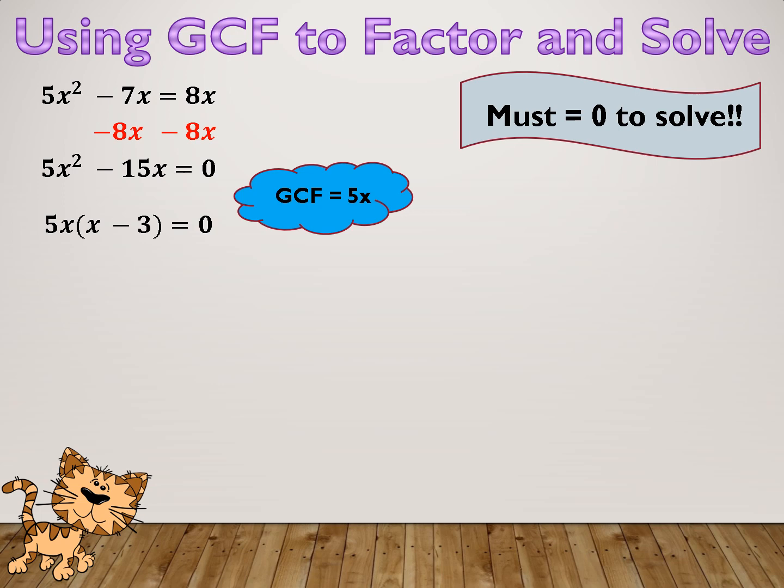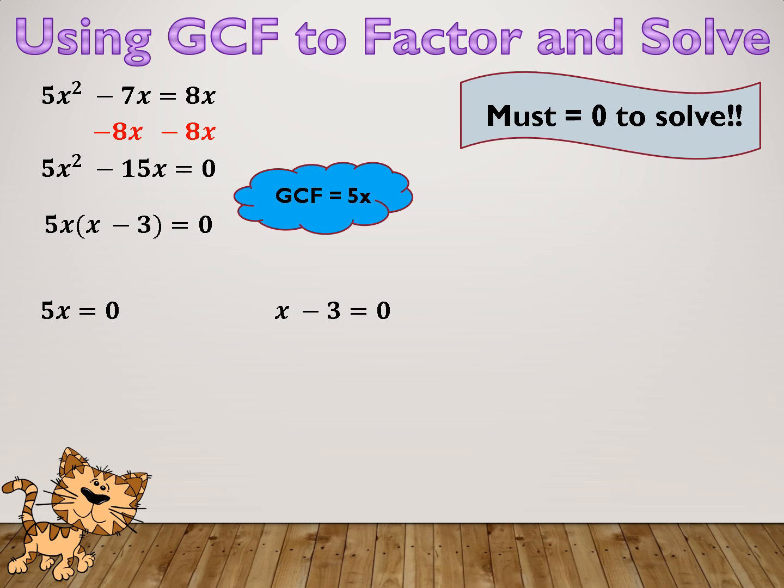So I set 5x on the outside, and then I put what's left on the inside when I factor the 5x out. So when I pull a 5x out of 5x squared, I'm left with x. When I pull a 5x out of 15x, I'm left with 3. So you don't want to forget about the GCF. You've always got to write it, just in case for some weird reason you had to multiply it back together. If you throw away that GCF, it won't multiply back to make the original problem. So now that we know 5x times x minus 3 equals 0, we can take and set each piece equal to 0. So I can say 5x equals 0 and x minus 3 equals 0.